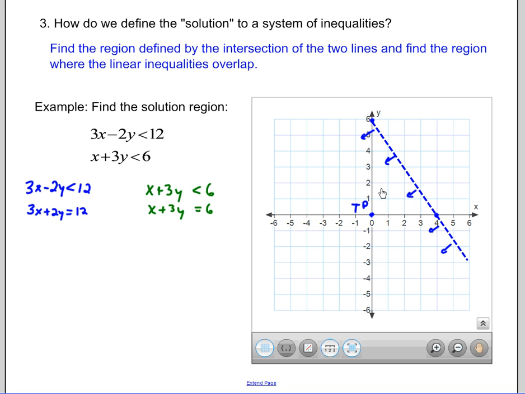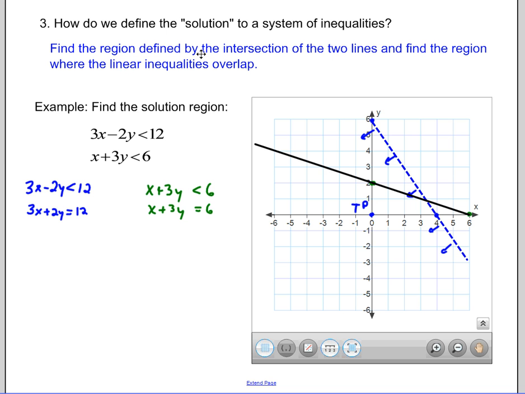So that's the point (0, 2) right here. And if we plot y equals 0, we're going to get x equals 6. So we're going to put the point (6, 0) right here. And we're going to plot that line. So let's get a nice line here. Again, starting at 6 and just working our way out to the left, we can see what's going to happen with it.